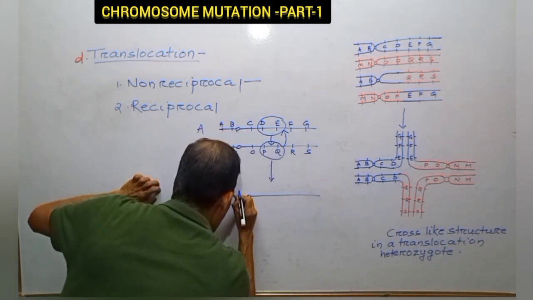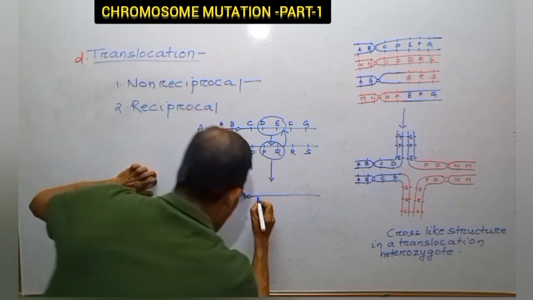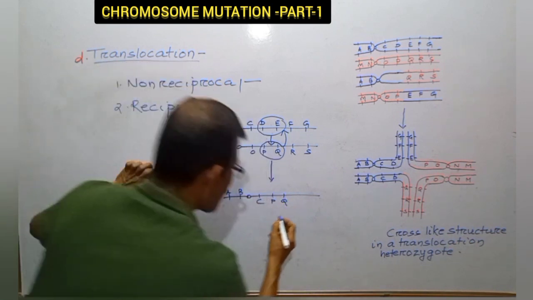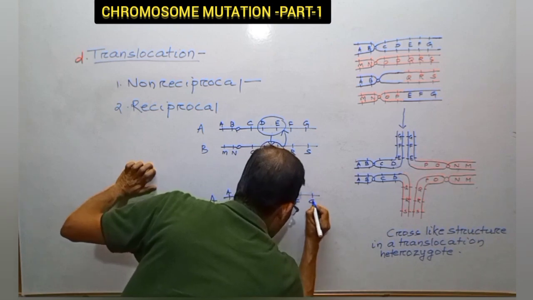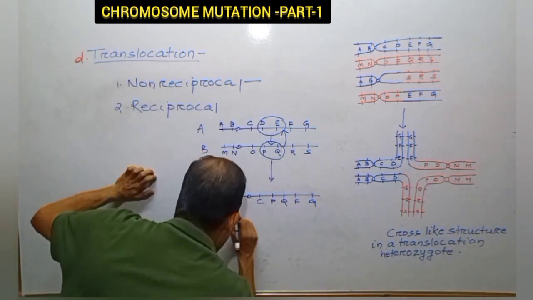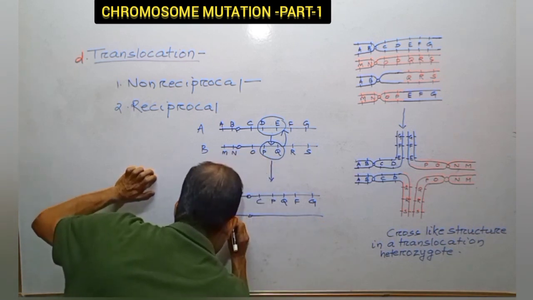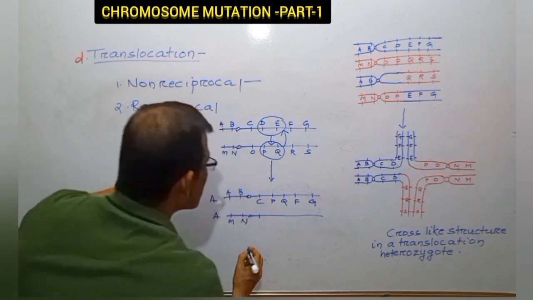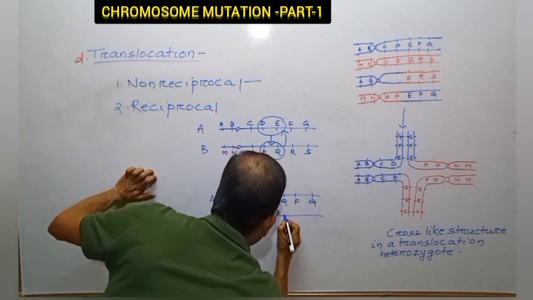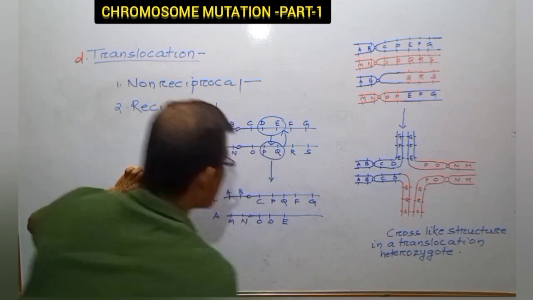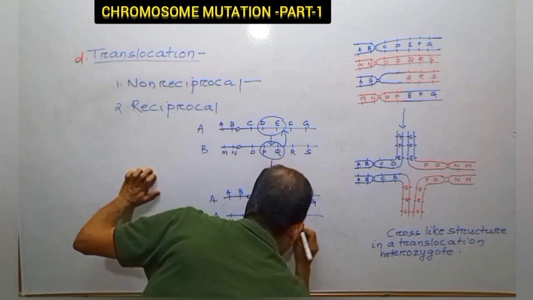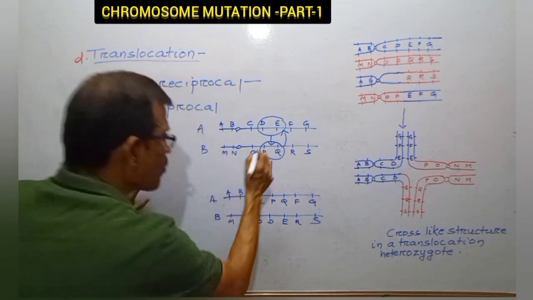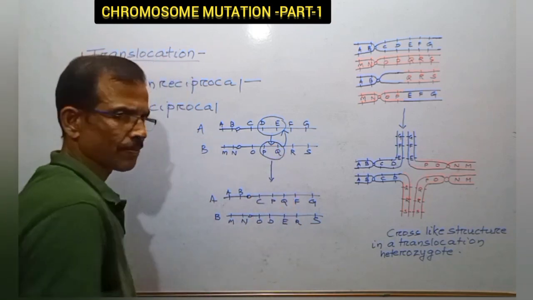So here it is A, B, next one is C, and then P, then Q, and then F and G. And the other chromosome is M, N, next O, after that D, E, next R and S. So these are the two resulting chromosomes formed due to reciprocal translocation.